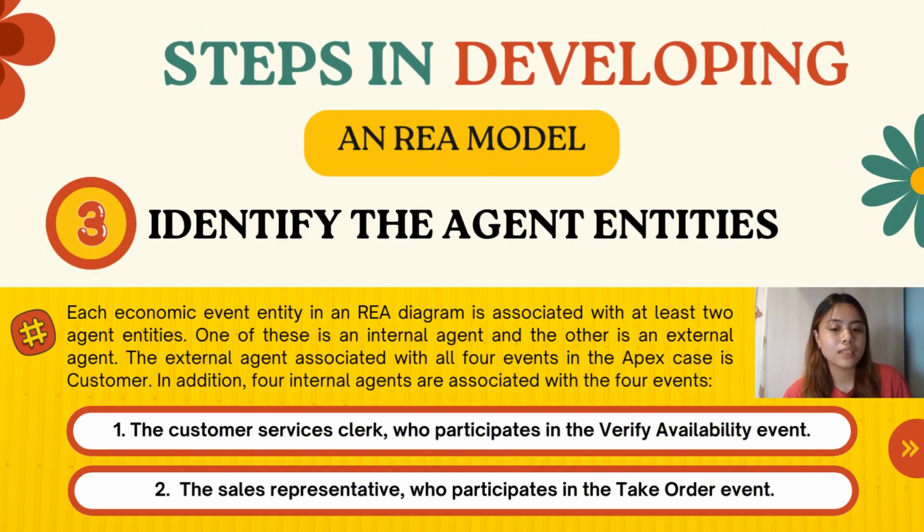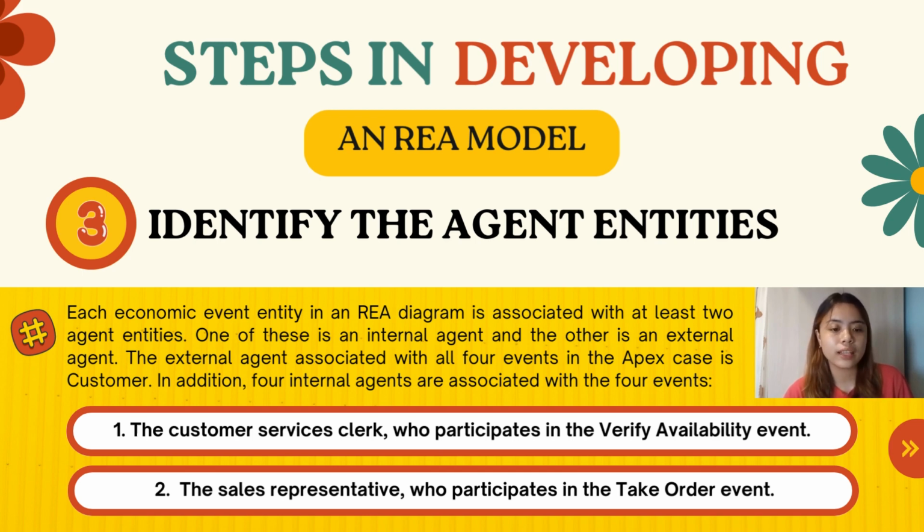The last step that I will be discussing is identifying agent entities. After identifying event and resource entities, the next step in creating an REA model involves recognizing the agent entities associated with each economic event. Agents represent individuals or entities that interact with events and play an integral role in the process. For every economic event entity in the REA model, there are both internal and external agents. In the case of Apex Company's revenue cycle, the external agent consistently associated with all four events is the customer.